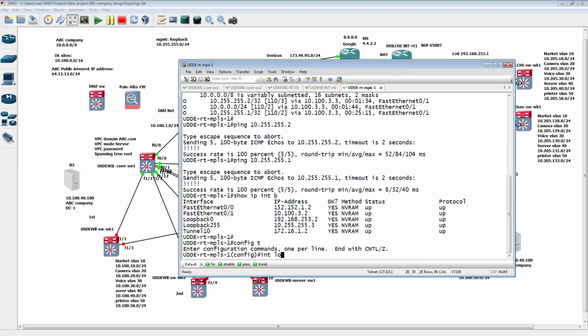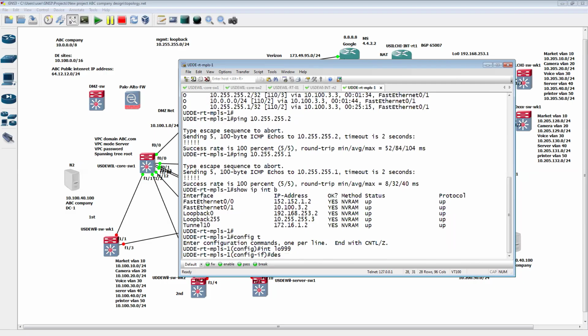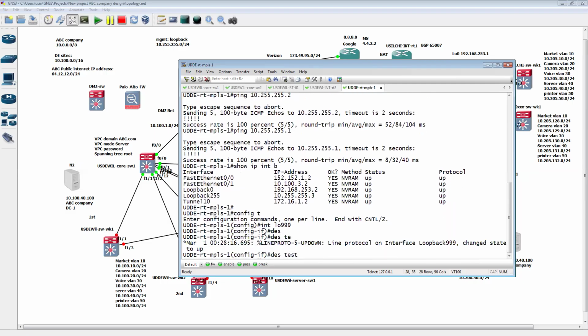Okay. So what we should put is 99939. Okay. So this is just for the description. This is for testing OSPF. Okay. What that means, I'll show you quick in here.